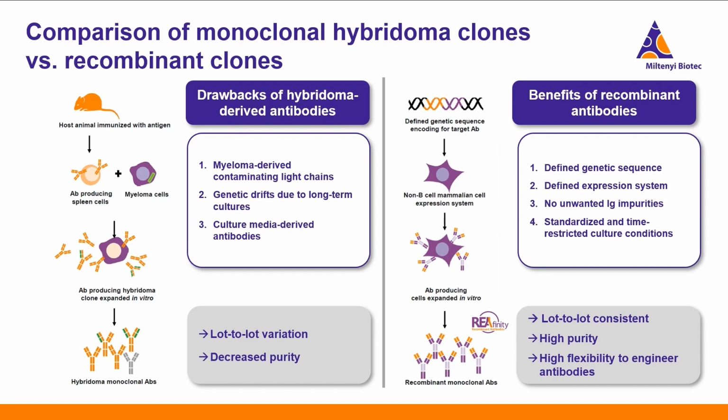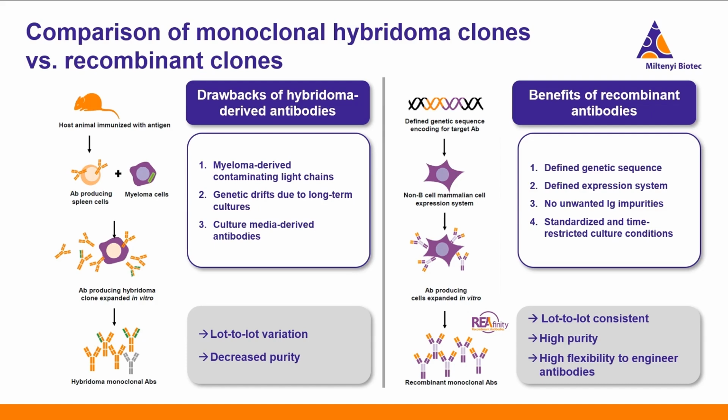Now, shifting our focus to the right-hand side, we encounter recombinant antibodies. Unlike hybridoma antibodies, recombinant antibodies are derived from a precisely defined genetic sequence expressed in a controlled expression system. Being genetically engineered, these antibodies encode only one type of heavy and light chain, ensuring exceptional purity.